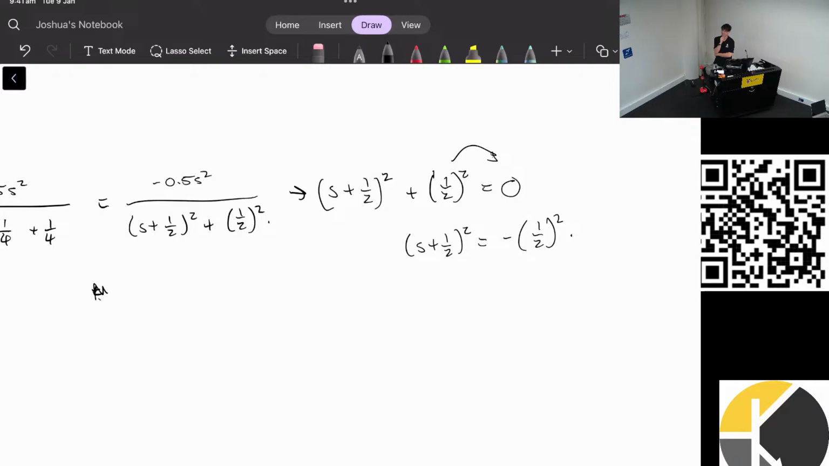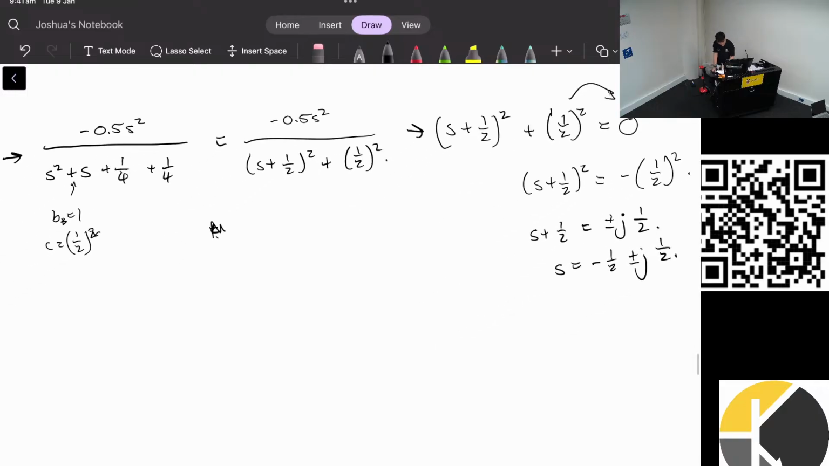Can we square root both sides? What would happen if I square rooted the negative? It's gonna be an imaginary. Yes, it will be imaginary. So I'll have s plus a half equals plus minus imaginary of a half. So then I have s equals minus a half plus or minus j of a half. So those are my two poles. So then I can rewrite my transfer function as s plus a half plus j a half, s plus a half minus j a half.